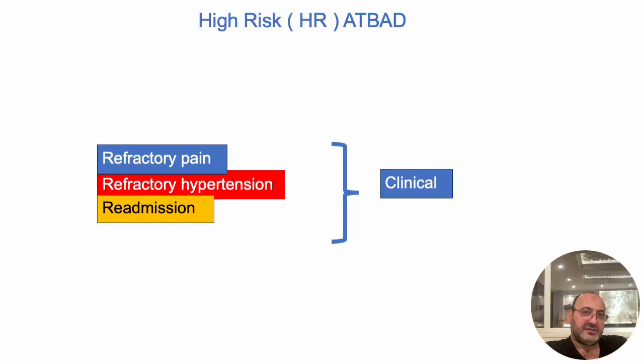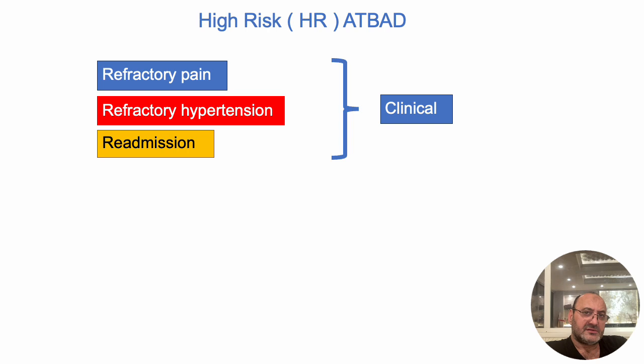How about high-risk features? The way I like to look at them, they are divided into two categories. The first is clinical features, such as refractory pain, refractory hypertension, and readmission. These patients are considered to have high-risk features. So if someone had chest pain and was found to have type B dissection, then their pain resolved, then they were readmitted 2 or 3 weeks later, that's a high-risk feature.